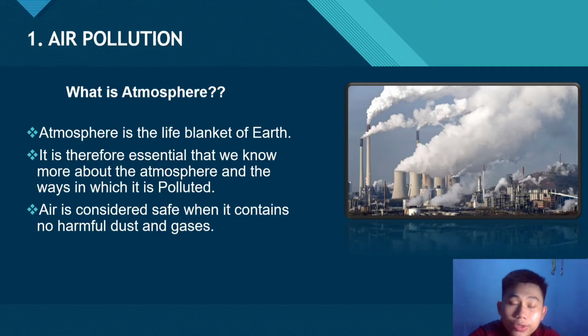The types of pollution number 1 is air pollution. The first thing we will discuss is atmosphere. What is atmosphere? Atmosphere is the lifeline of Earth. It is therefore essential that we know more about the atmosphere and the ways in which it is polluted. Air is considered safe when it contains no harmful dust and gases.